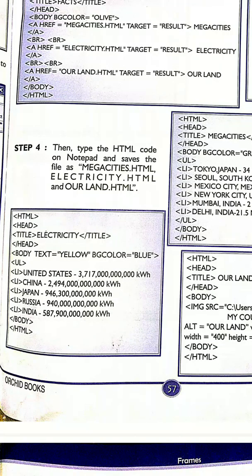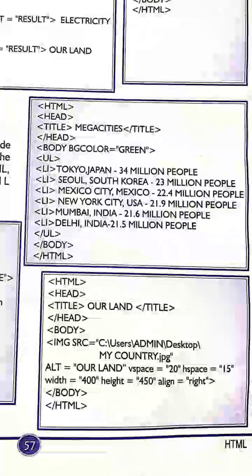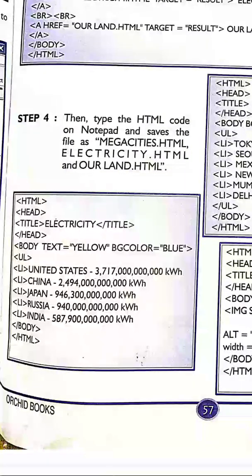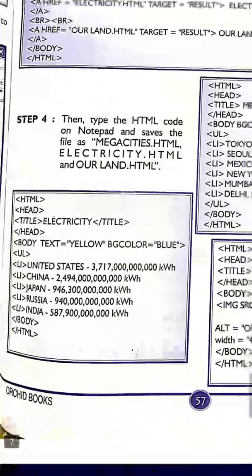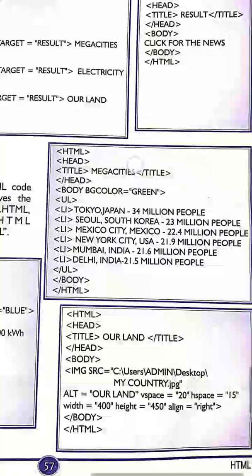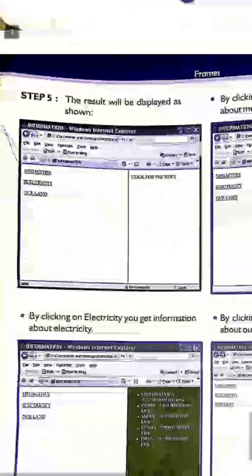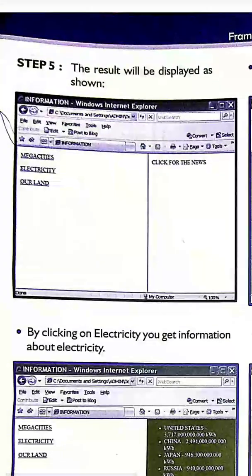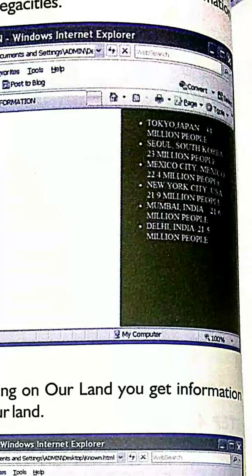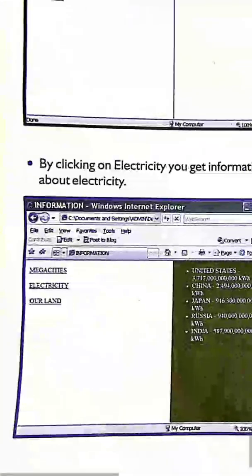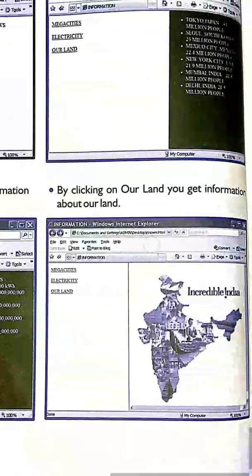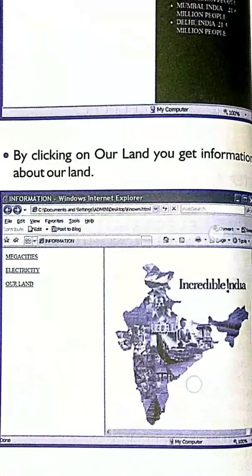Megacity is a separate HTML file that will list all the megacities in the world, and electricity.html is a separate page that will show the usage of electricity in particular countries. Our land is a separate page that will give you mycountry.jpg, the India image. These are the outputs of that screen. This is the first screen. When you click on megacities, the megacity page is displayed in the right side section. If electricity is clicked, the electricity used in the countries is displayed here. Our land is an image file, so you can see it displaying that image file.